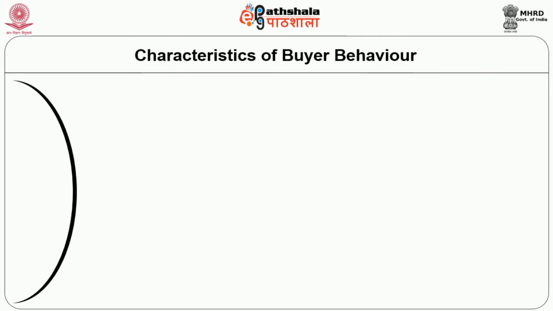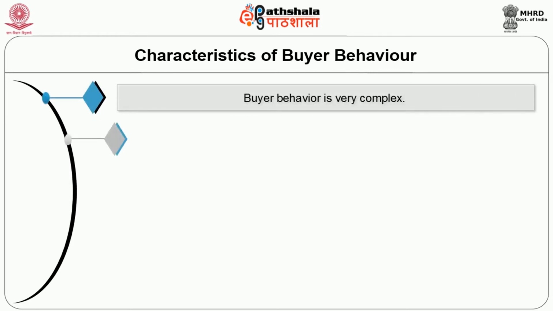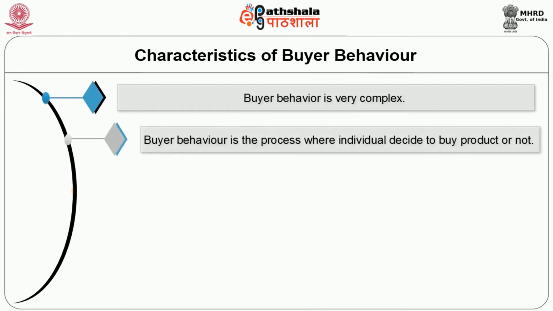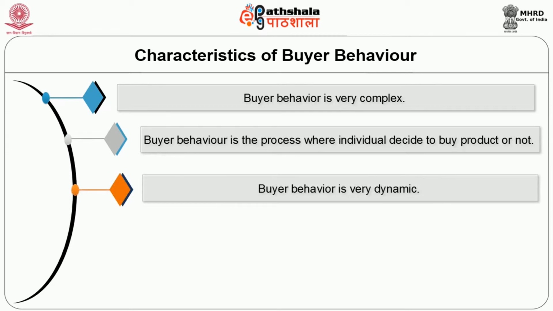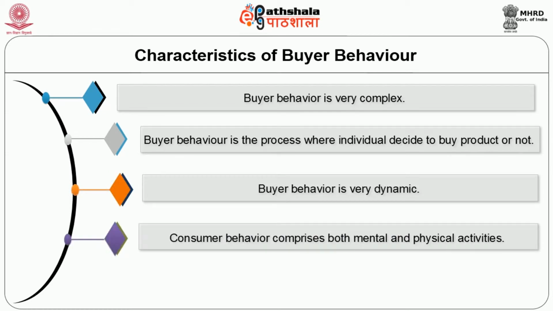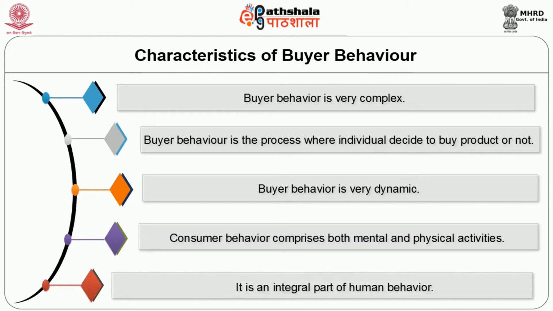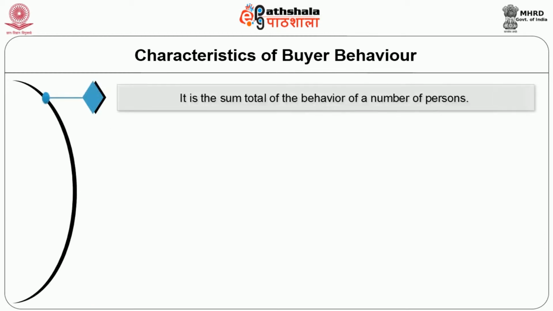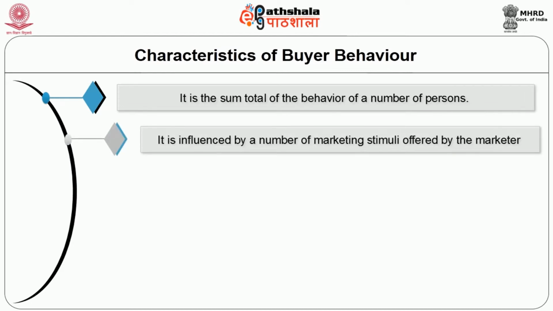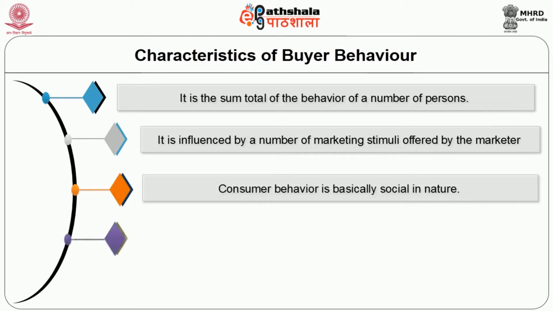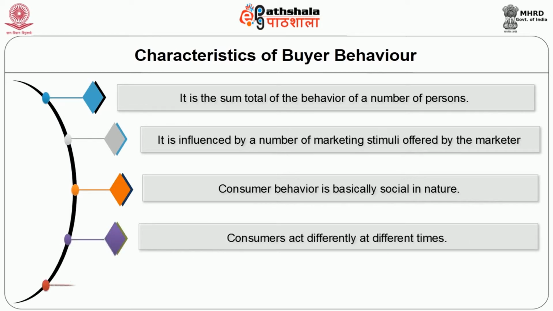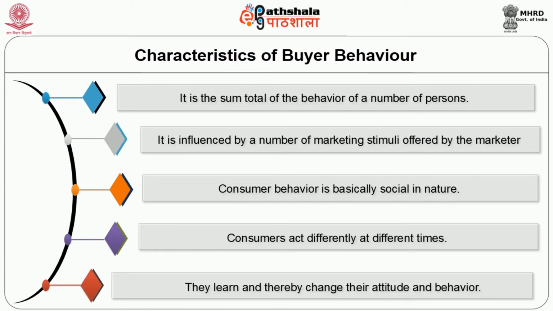Now, the characteristics of buyer behavior. Buyer behavior is very complex. Buyer behavior is a process by which individuals decide whether, what, when, from whom, where, and how much to buy. Buyer behavior is very dynamic. Consumer behavior comprises both mental and physical activities of a consumer. It is an integral part of human behavior. In many cases, it is the sum total of the behavior of a number of persons. It is influenced by a number of marketing stimuli offered by the marketer. Consumer behavior is basically social in nature. Consumers act differently at different times. They learn and thereby change their attitude and behavior.